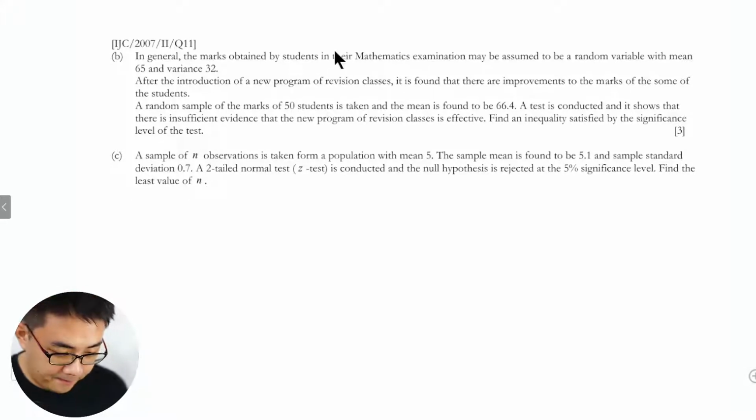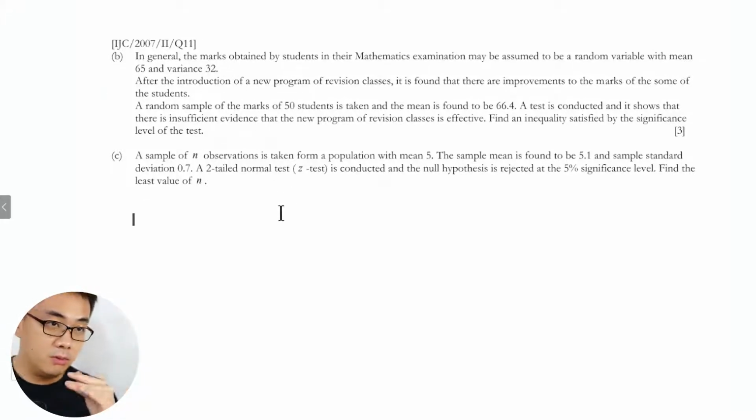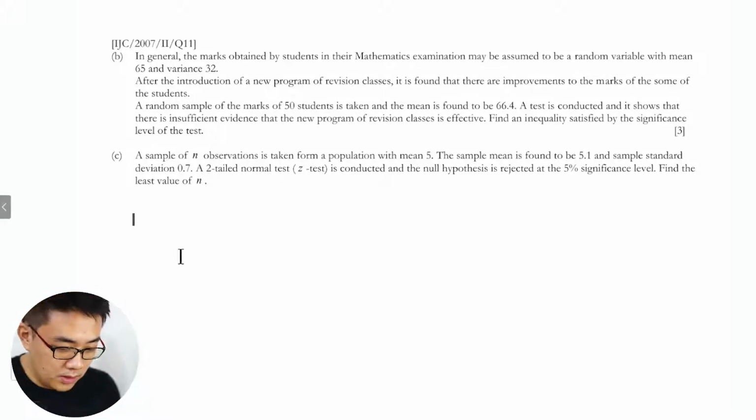So this part here, in general, marks obtained by a student in mathematics exam is assumed to be RV with mean 65 and variance 32. This is not normally distributed. You wouldn't know. So please take note of that.